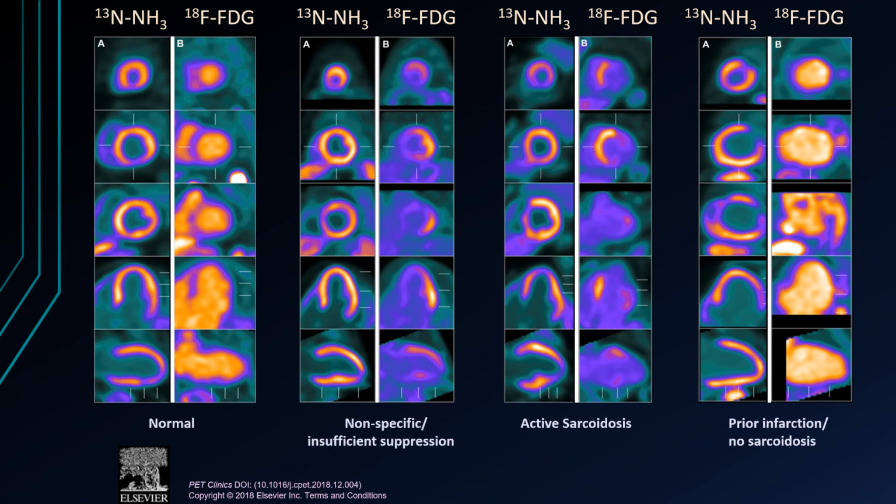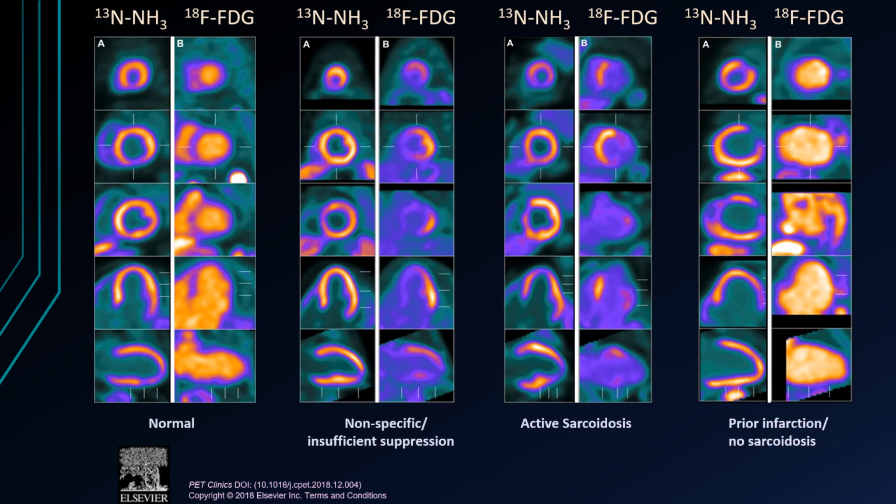Really no uptake in those areas is considered normal. Here on the second one, the ammonia uptake is relatively normal in the myocardium, but we see that there's uptake in the lateral wall in FDG, and you would think, okay, this is focal, this may be consistent with sarcoidosis, but generally speaking, sarcoidosis is not going to be found on the lateral wall.